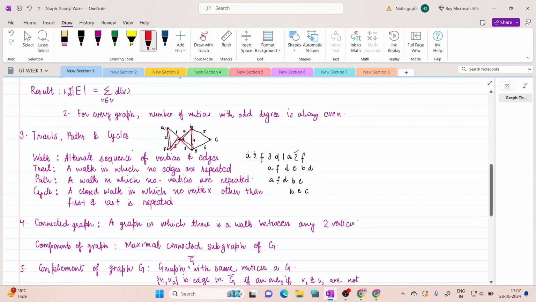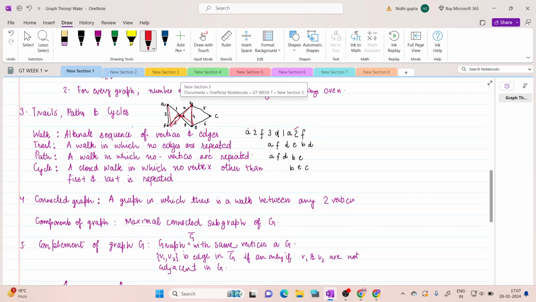Now, the other concept is of a connected graph. So what is a connected graph? As the name suggests, we call a graph connected if any two vertices can be connected by a walk. And components of a graph are the maximal connected subgraphs of G.